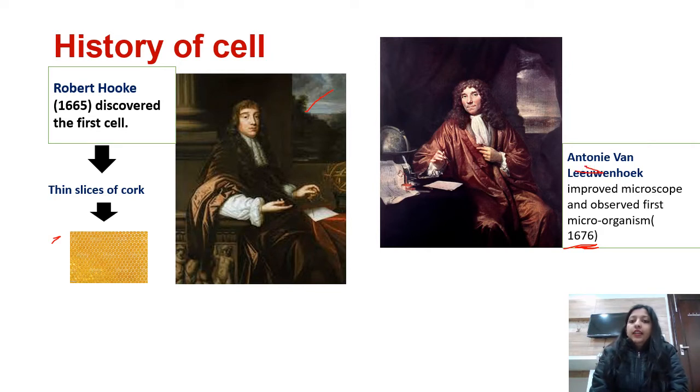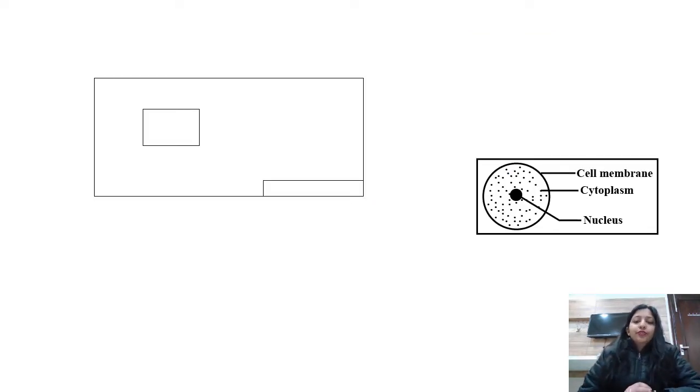So students, there are two scientists. Number one, in 1665, Robert Hooke discovered the first ever cell, and in 1676, Anton von Leeuwenhoek discovered the first ever living cell. Now talking about the structure of the cell.